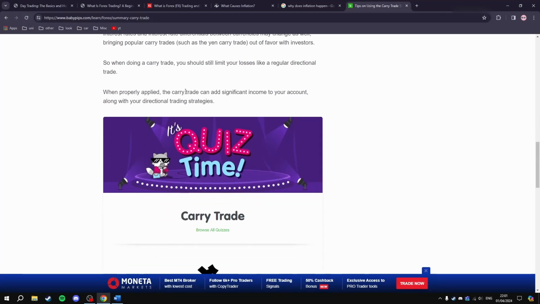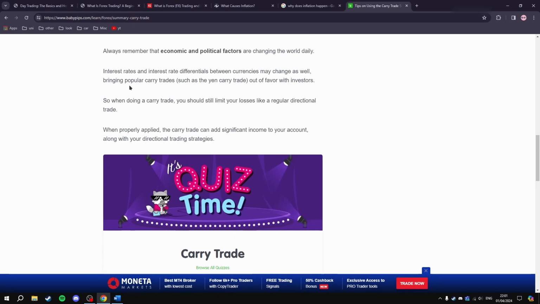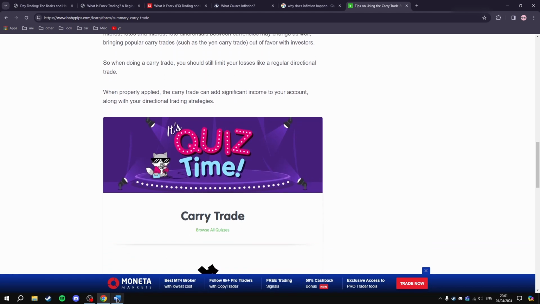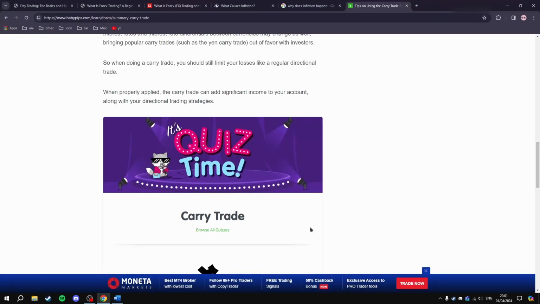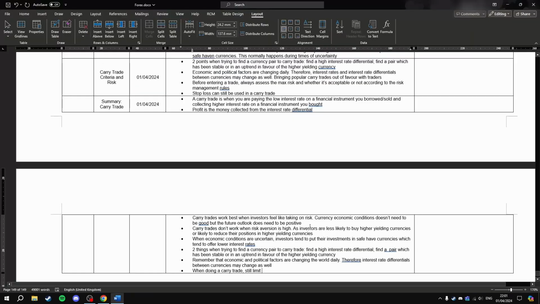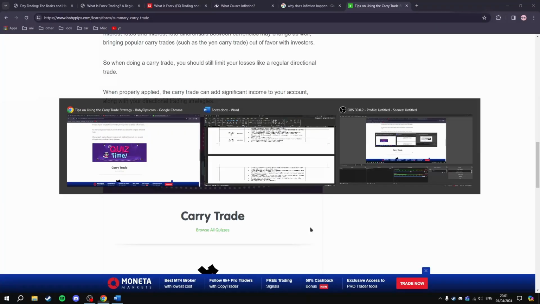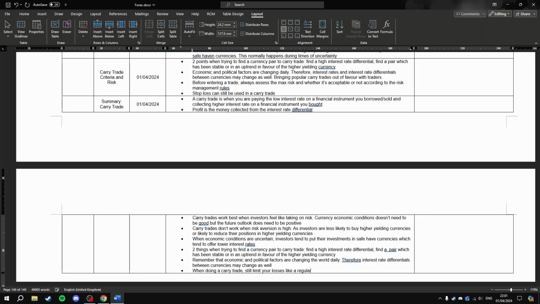Changes can bring popular carry trades such as the yen carry trade out of favor with investors. So when doing a carry trade, you should still limit your losses like a regular directional trade.